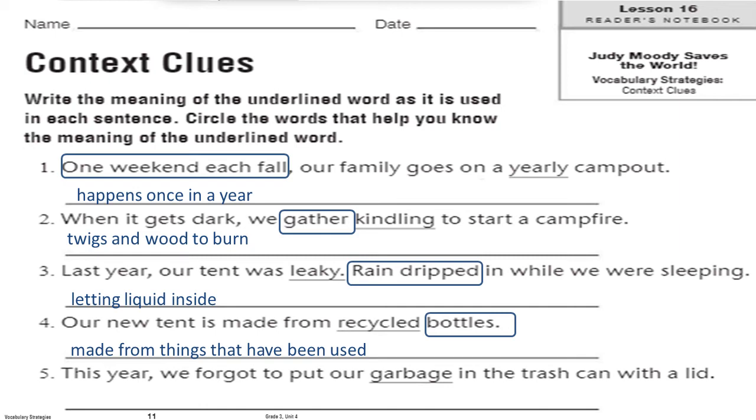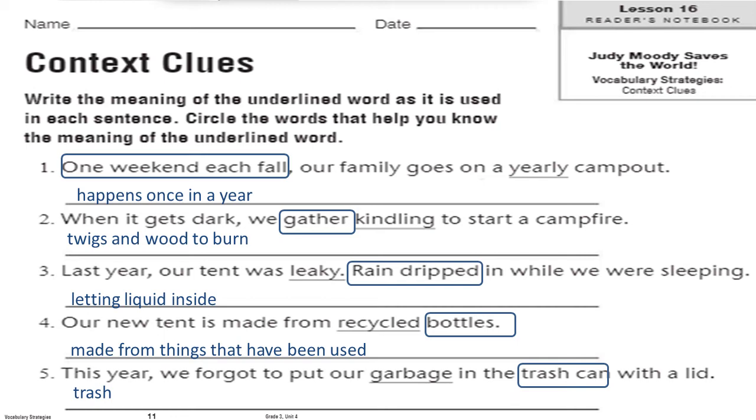All right, let's look at the fifth sentence here. This year, we forgot to put our garbage in the trash can with a lid. Let's assume you don't know what the word garbage means. In the trash can with a lid. Self-explanatory. This is a word that's explained, being defined right after it's used in the sentence. Trash can. So trash, garbage, it probably means trash, right?